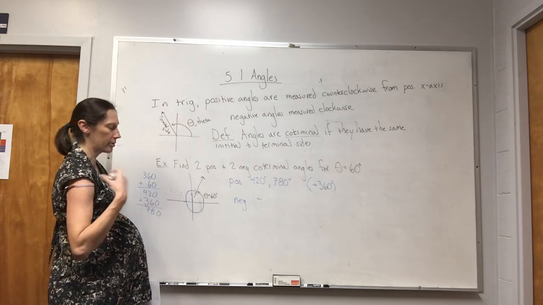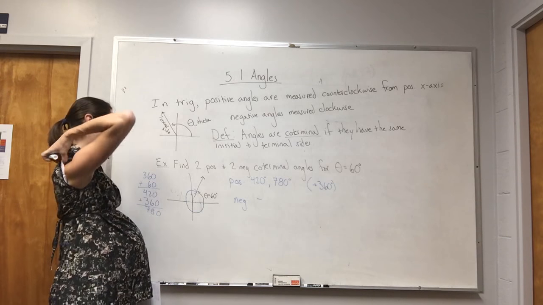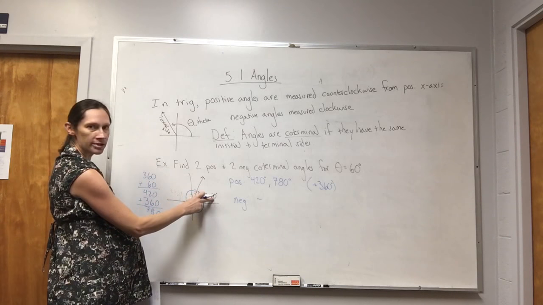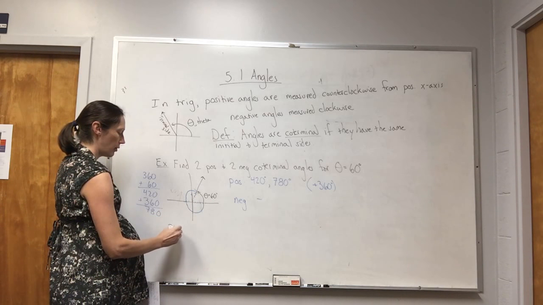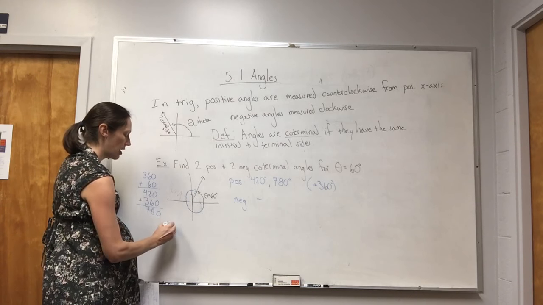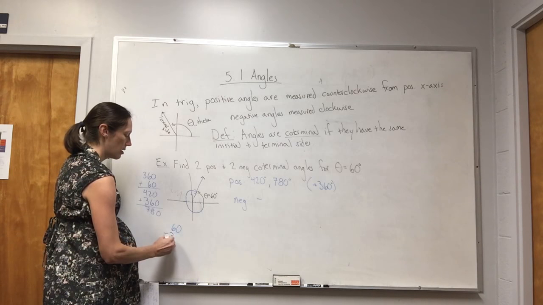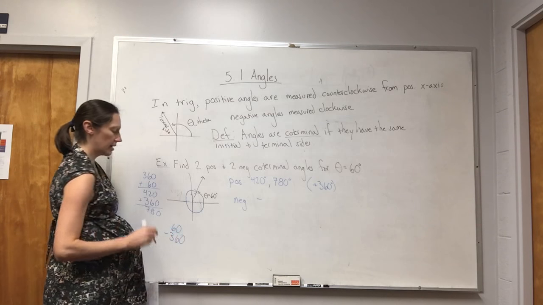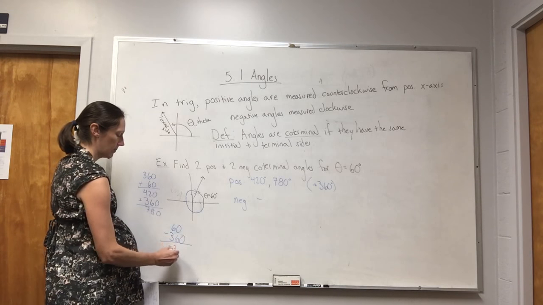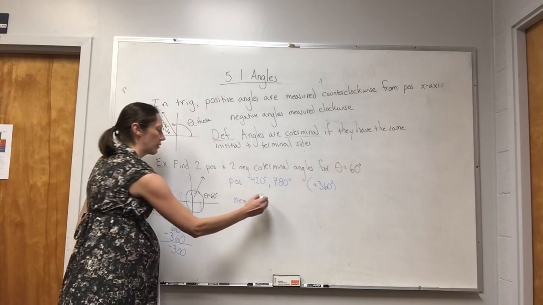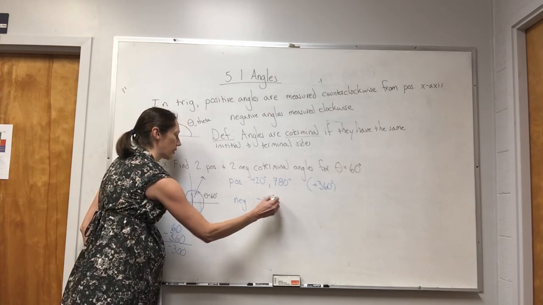I didn't go all the way around. I fell short of going all the way around. So how short was I? 60 degrees short. So from that 60 degree angle, I went negative all the way around. So that's going to give me an angle of negative 300 degrees, okay?